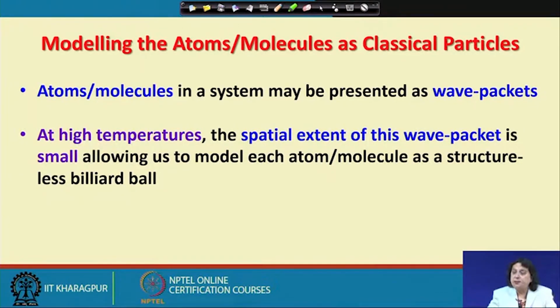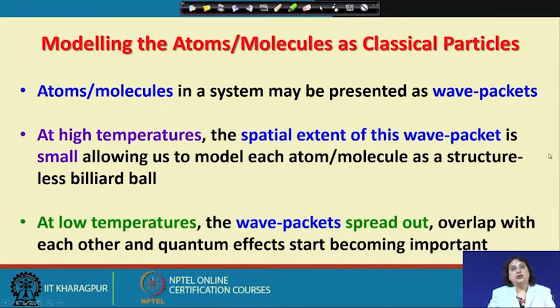On the other hand, there may be problems which are inherently quantum in nature, and in those cases, especially at low temperatures, the wave packets are spread out. They overlap with each other, and the quantum effects start becoming very, very important, as a result of which we cannot adopt the description of the atoms and molecules as a structureless billiard ball, but we have to resort to the description taught to us by the language of quantum mechanics.